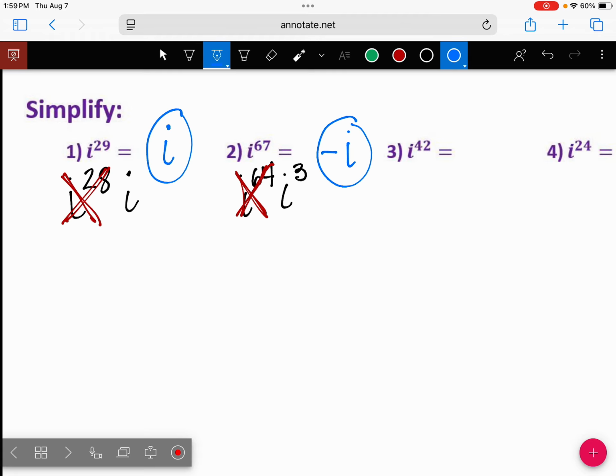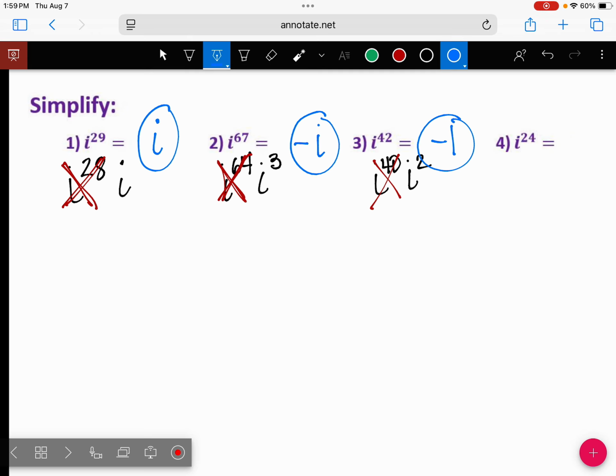All right, i to the power of 42. How high can I go without going over 42? 40. How many is left over? All right, what's i squared? -1. And then 24 happens to be on my list. So what does that mean? What does that equal? 1.